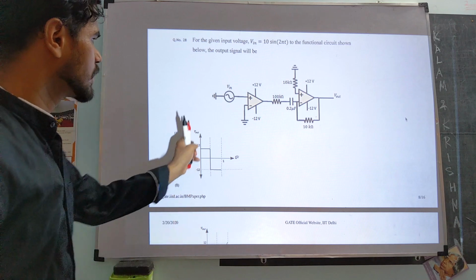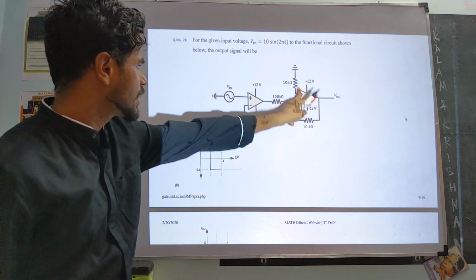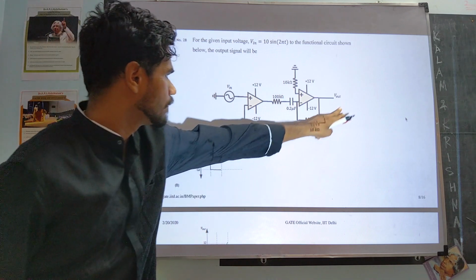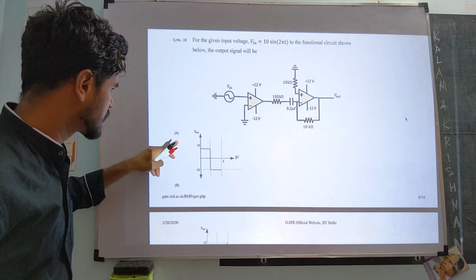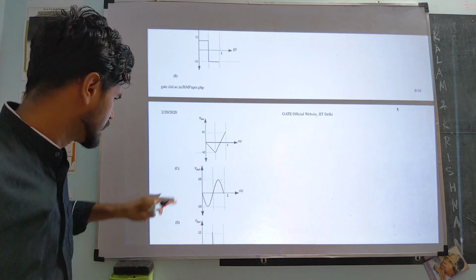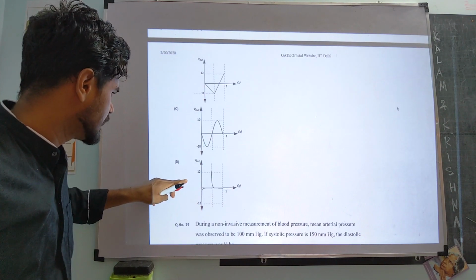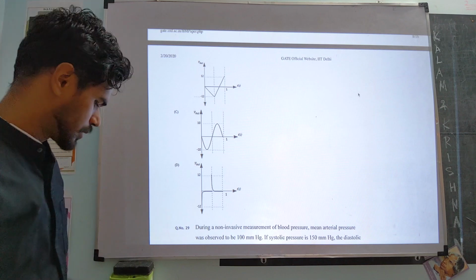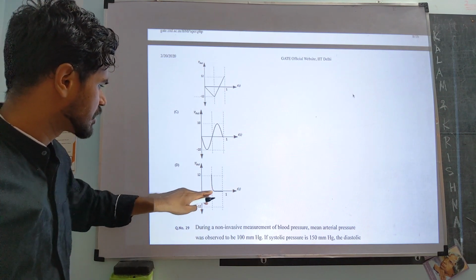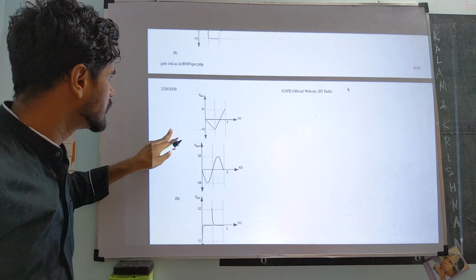Okay, so we are given a circuit over here and we are given 4 options. We want the output Vout. The 4 options are A, this, and then we have B, C and D. The correct option here is choice D, which has a spike here and a spike here, and we'll see why that's the case.